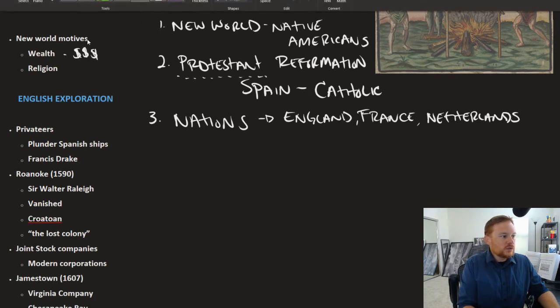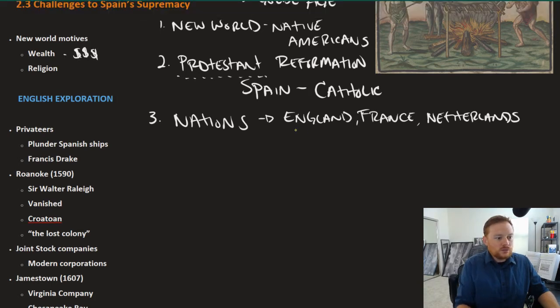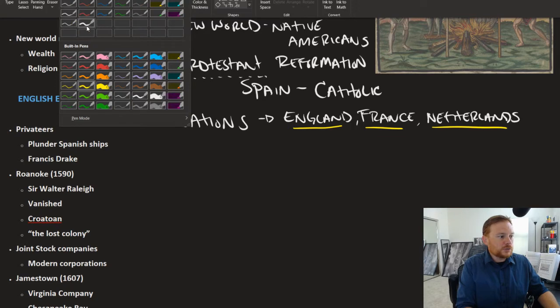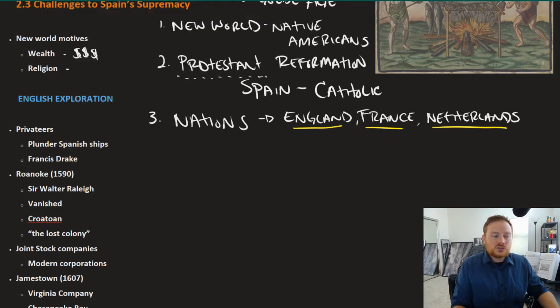Let's go ahead and identify them here. We're going to talk about England, France, and the Netherlands. Money is certainly a motivating factor. We know that. But these nations are also motivated by religion. So let's look at the English first. Some of the earliest English explorers were privateers. We might think of them as pirates. And really what their goal was to do was to plunder or steal Spanish ships.